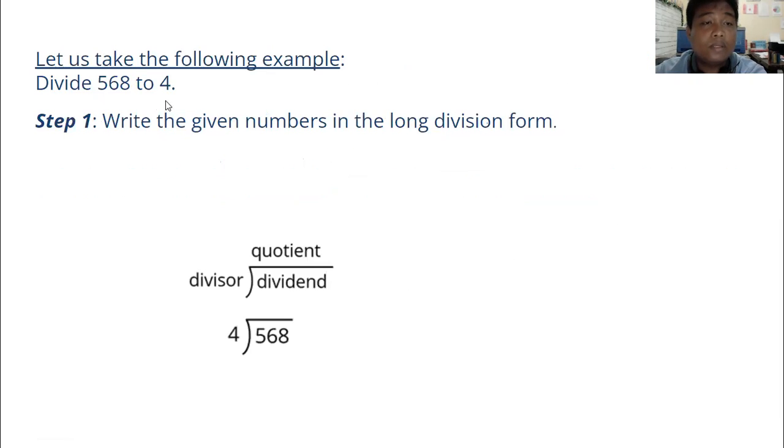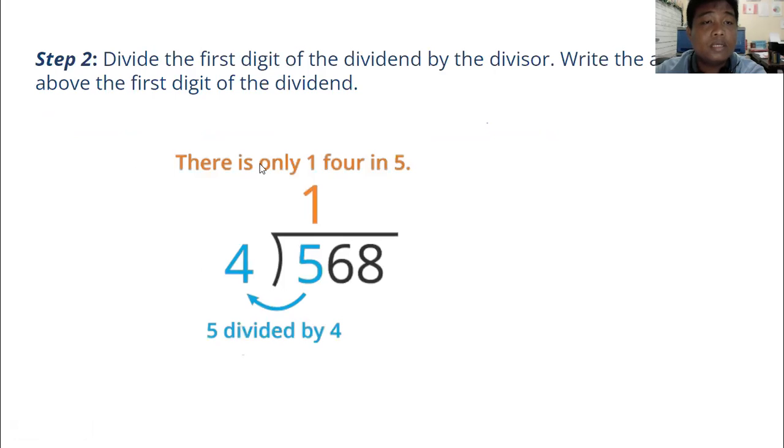Okay, let us take the following example, no? So 568 divided by 4. So step 1, write the given numbers in the long division form. So this is the long division form. The dividend is always inside, while the divisor is outside. Okay? So step 2, divide the first digit of the dividend by the divisor. Write the answer above the first digit of the dividend. So 5 divided by 4. There is only 1 four in 5. So we'll use a 1.